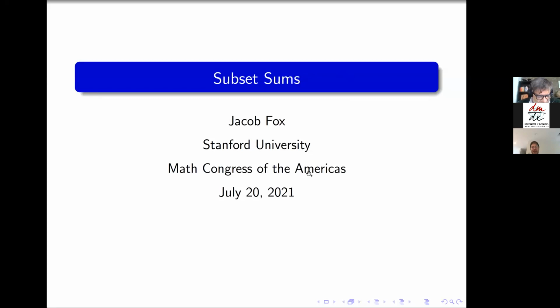Professor Fox is a professor in the math department at Stanford University. His research interests include extremal combinatorics, graph theory, combinatorial geometry, and applications of combinatorics to computer science. I think that he is one of the most important researchers in his field in the world. He has published more than 130 papers in the most important journals in this field with close to 1,500 citations. It's a great pleasure for us that he's presenting this talk in the MCA conference, Substitutions.